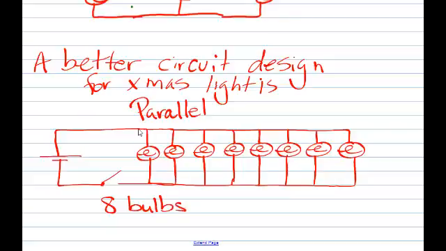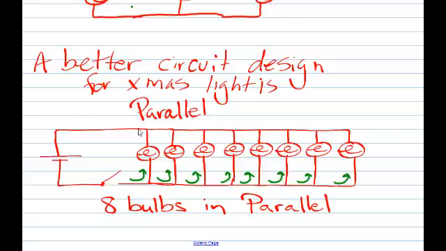So 8 bulbs in parallel. How many paths does the electricity have in this? 8 paths, right? There's my first path, second, third, fourth, fifth, sixth, seventh, and eighth. So there's 8 different paths electricity can take, which means if one of those paths breaks, there's 7 others. So the rest of the bulbs would never die.